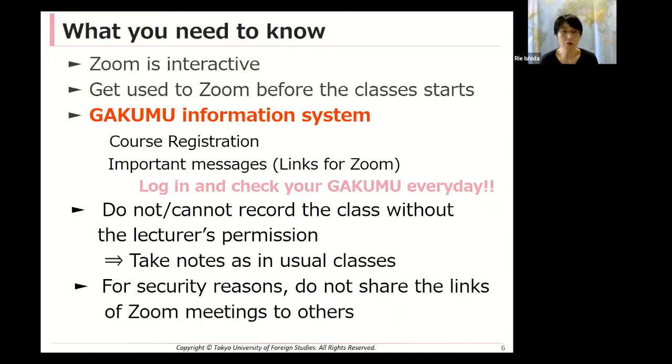And Gakumu Information System, again, this is very important. Make sure to do the course registration. As I said, you need to register for the class in order for you to receive the invitation link for the Zoom meeting room. That's why registering for the class is very important. And you can change your class after the first week and after the second week as well. So you will have at least 2 or 3 chances of attending the classes within the same period. Okay? But make sure to do the registration.